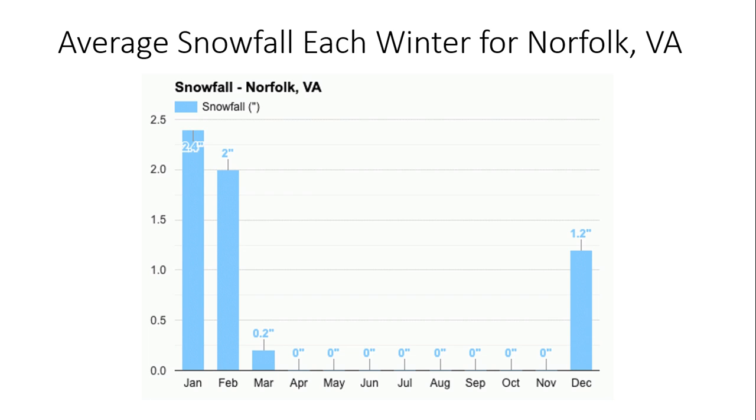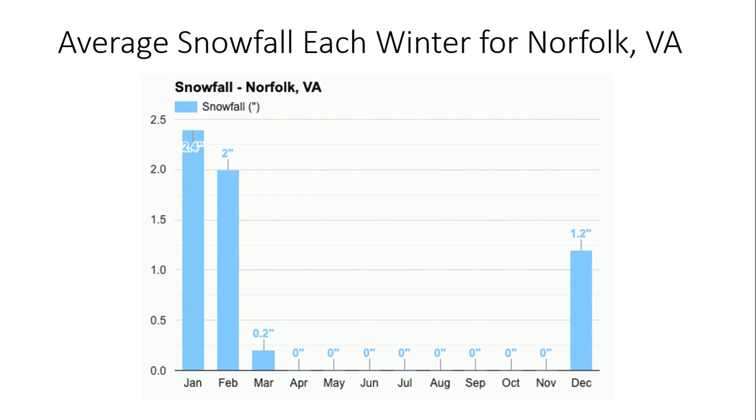So in general, in December, Norfolk averages 1.2 inches of snow. As we move into January, the area averages 2.4 inches of snow. And then in February, 2 inches of snow, and only 0.2 of an inch of snow in March. So again, we're not looking at a very large amount of snow each winter on average in the Norfolk, Virginia area. But when we get big events, we get big events.